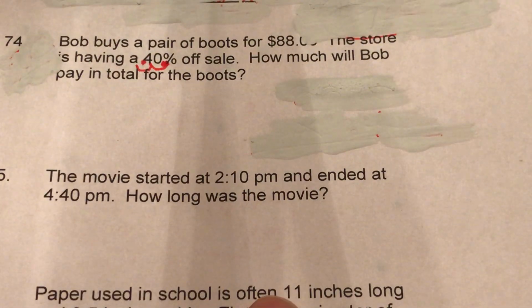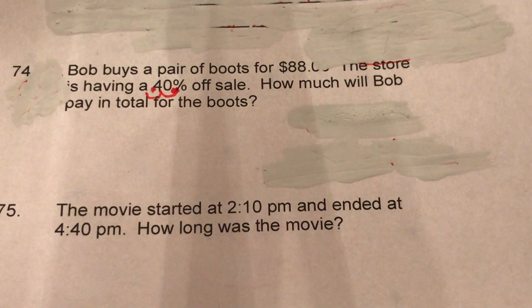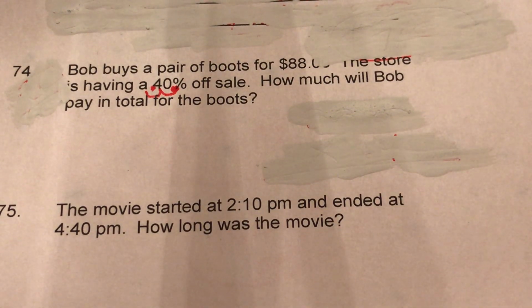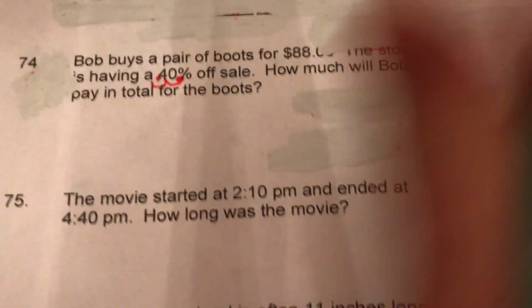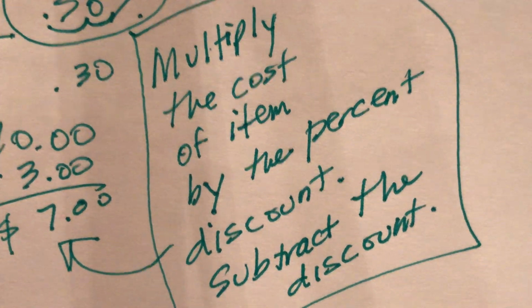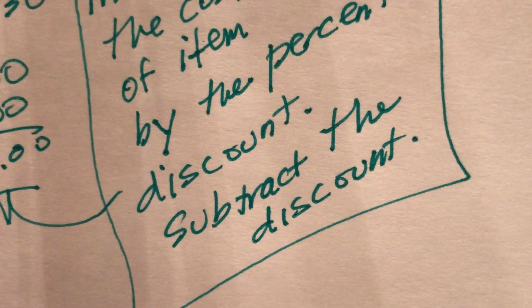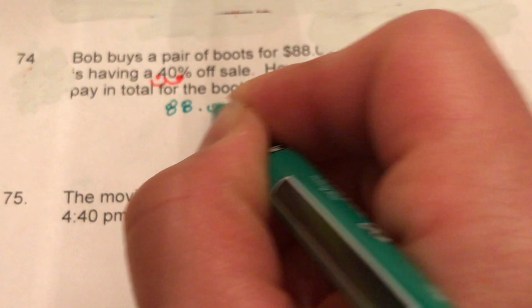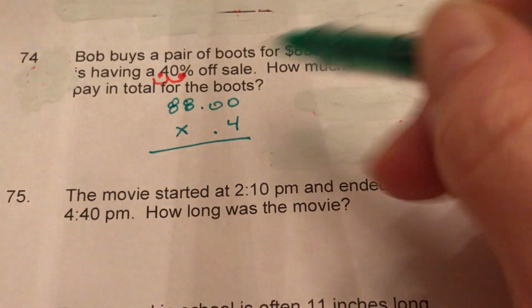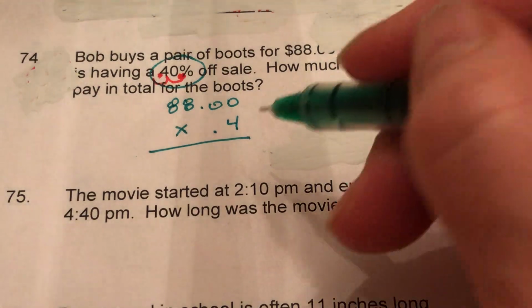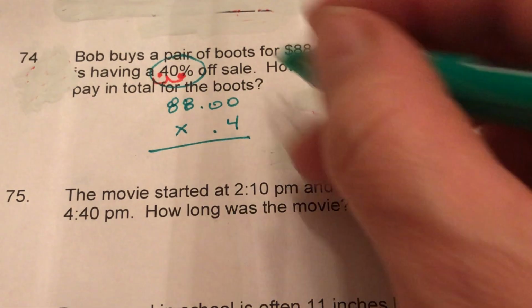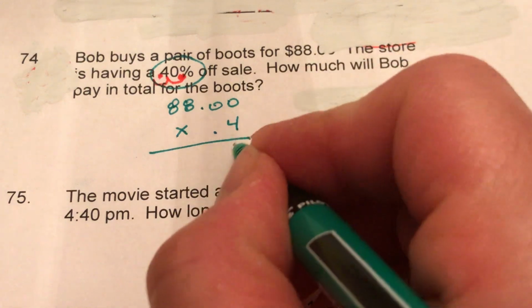Okay, let's move on. Next question says, Bob buys a pair of boots for $88. This store is having a 40% off sale. How much will Bob pay in total for the boots? So again, we are going to multiply the cost of the item, which is $88, by the percent discount, which is 40% off, which makes that 0.4, and then subtract the discount. So let's work on that together. So $88 times 0.4, because 40% written as a decimal is 0.4. So then we multiply those together. Let's go ahead and do that.